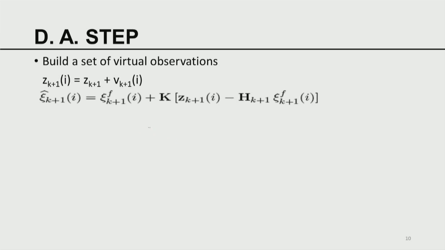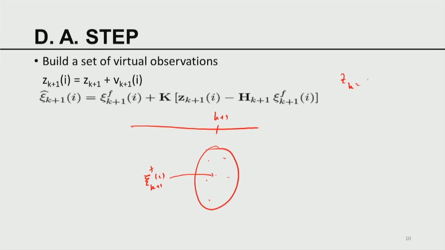At time k plus 1, I have N forecast ensemble members. A typical forecast ensemble member is called xi_{k+1}^f, with index i. I have only one observation, z_k. Please remember, z_k is equal to h of x_k plus v_k. That is what is given to me. But we already know v_k is normal with covariance R_k.